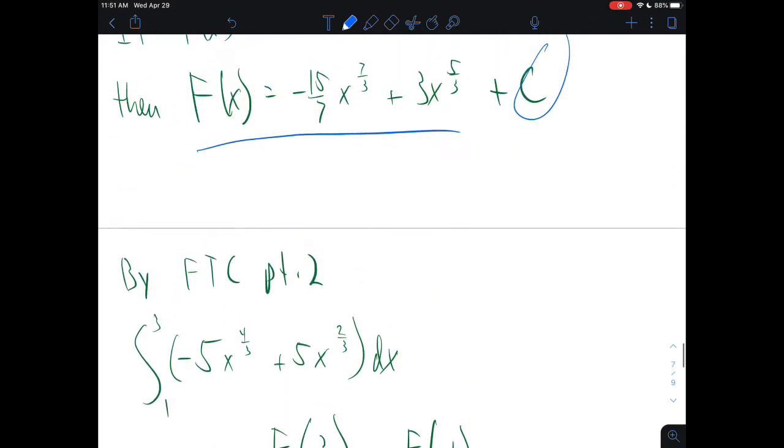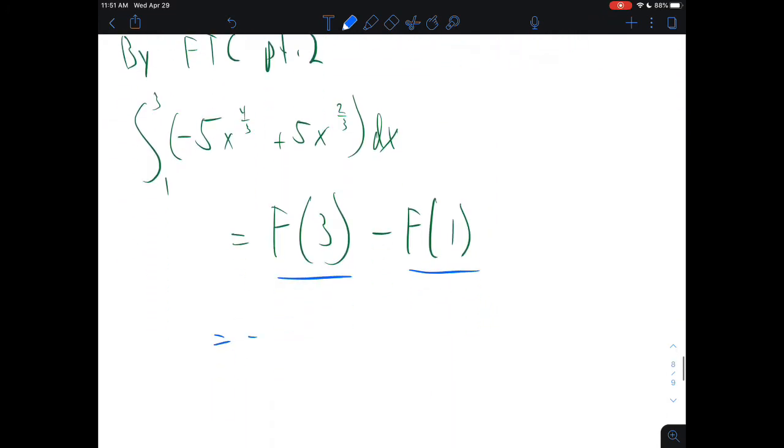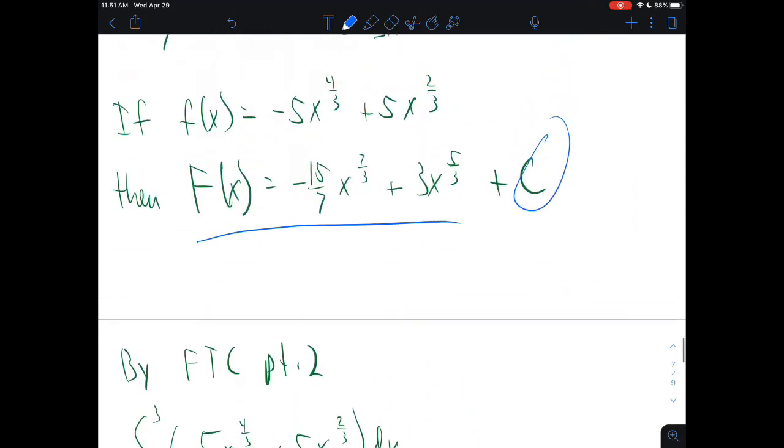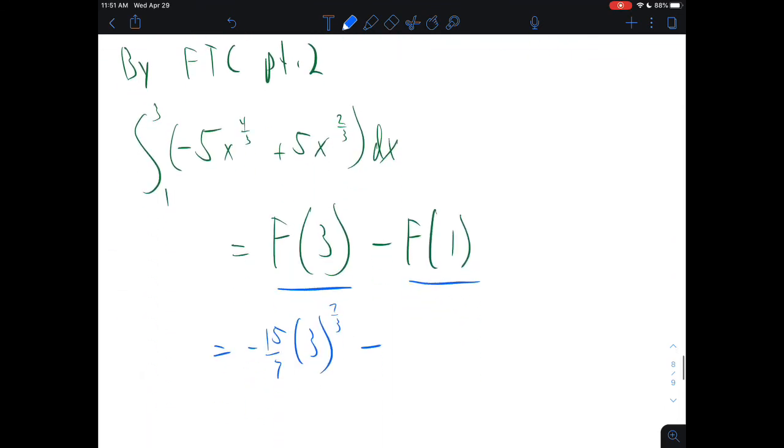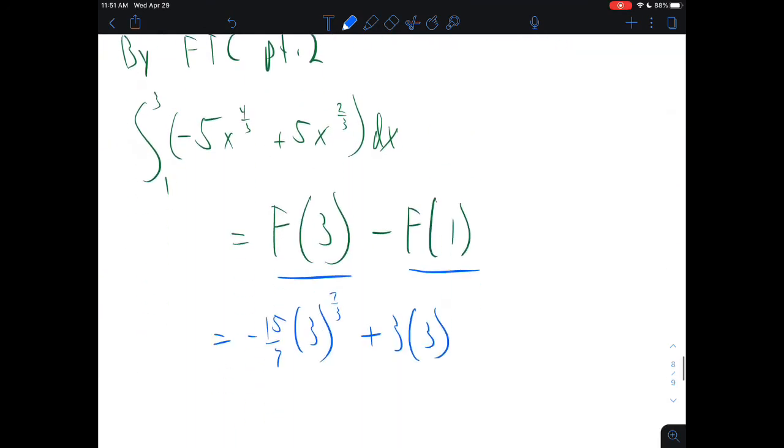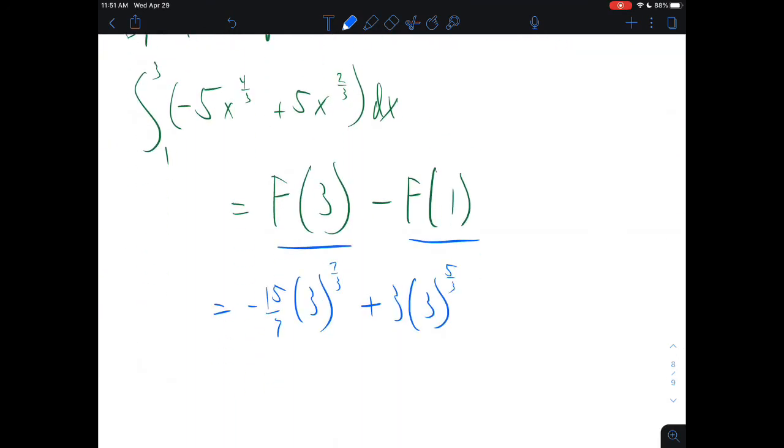So this just becomes negative 15/7 times 3^(7/3) plus, I need to finish my capital F, 3 times 3^(5/3). Okay, so that's capital F(3) minus capital F(1), which will be negative 15/7 times 1^(7/3) plus 3 times 1^(5/3).